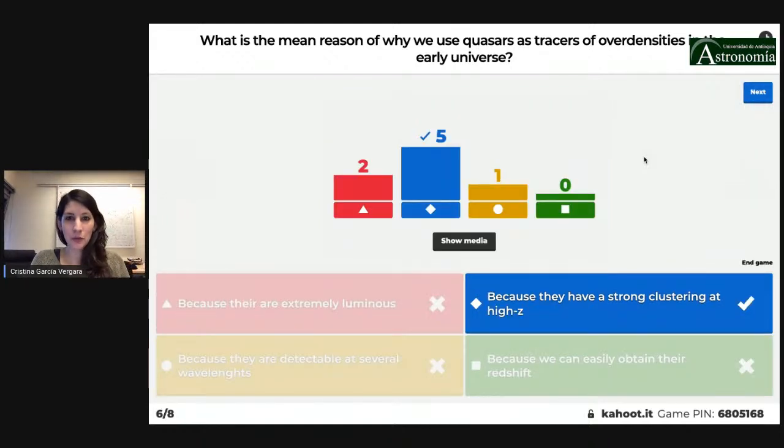Okay, most of you got this very well. Then it is also true that quasars are very luminous, and that it is a little bit easier to obtain their redshift, and it's also true that they are detectable at several wavelengths, but those are not the main reason why we choose those as tracers of overdensity. The argument is more based on their clustering.